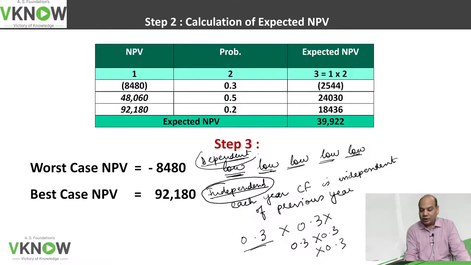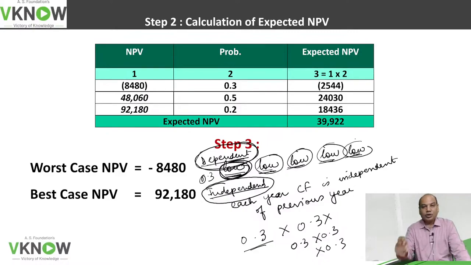But if cash flows are dependent, if I get 0.3 in the first year, I am going to get 0.3 in all the years. Then my subsequent years will be only the lowest combination. So in the dependent case, the moment you find that you have got low cash flow in the first year, it is bound to be low in all the other years. So probability of getting low cash flow in the first year is 0.3. That will be my dependent answer.